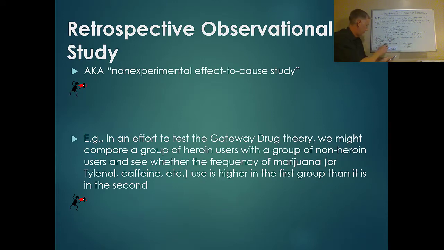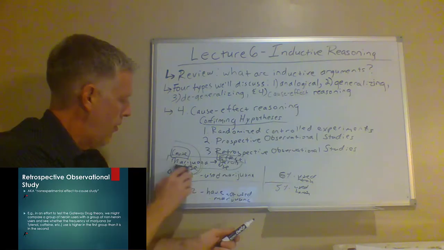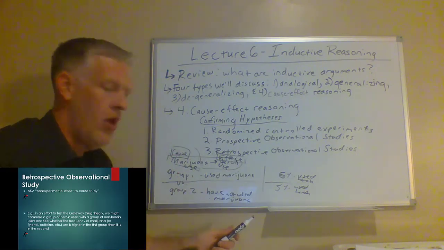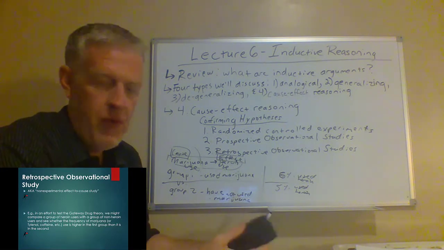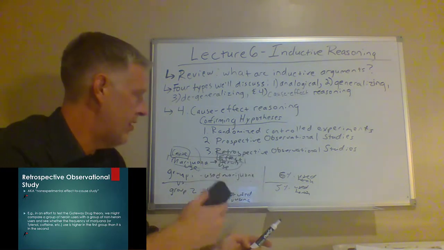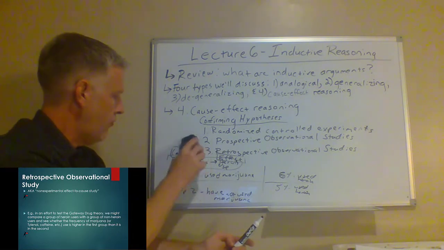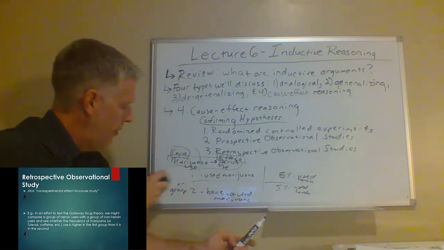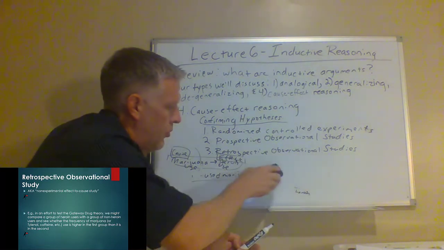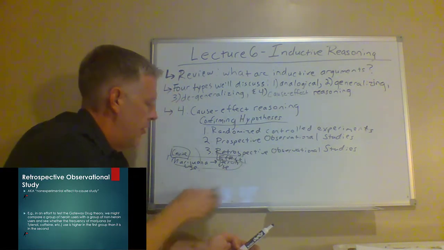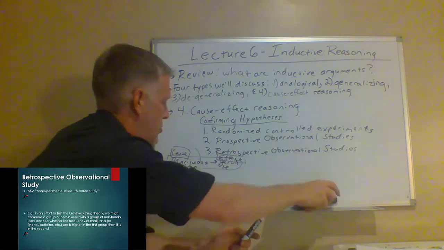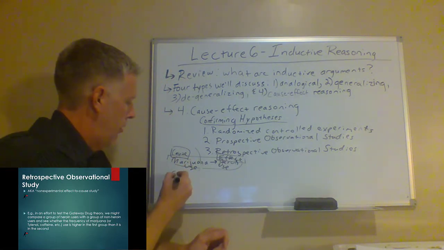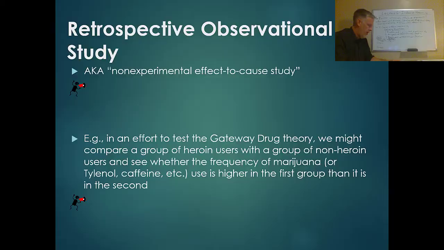So let's turn to slide 28, where we'll talk about retrospective observational studies. Okay, and this kind of works the other way. You'll also hear them referred to as non-experimental effect-to-cause studies. So we're working the other way, right? In this case, our groups will change, our original groups, our direction here. So group one, group two. Maybe first of all, I'll just briefly define it here. This is from page 416 of the 10th edition.